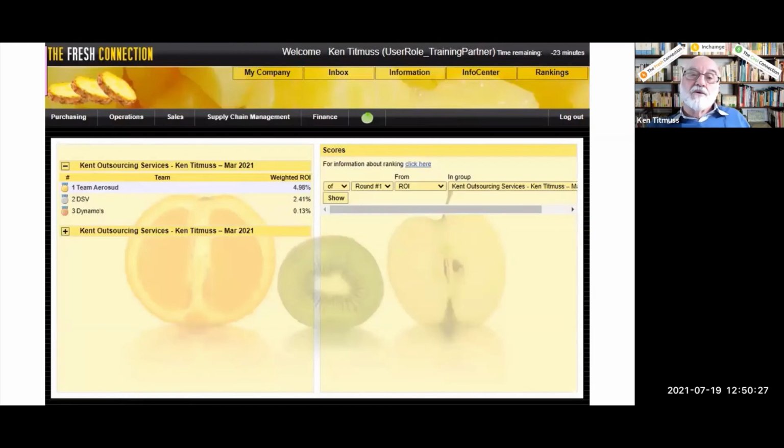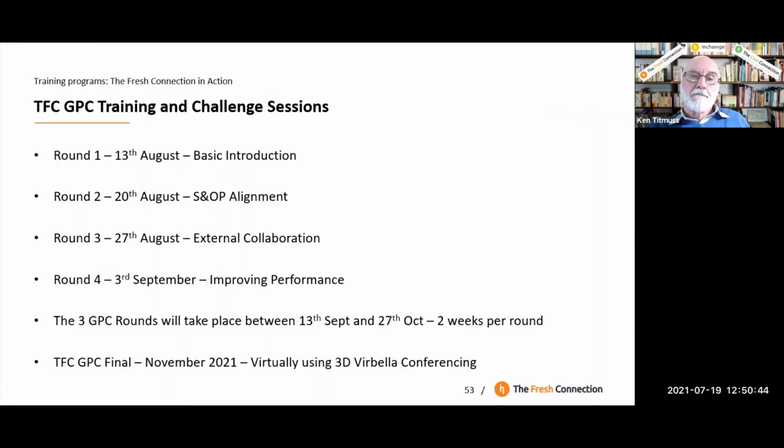And then you do have rankings, so you can see where you are in your team compared to other teams. And you can look at individually to see if you're now the procurement vice president, how well are you doing compared with the other purchasing vice presidents as well.